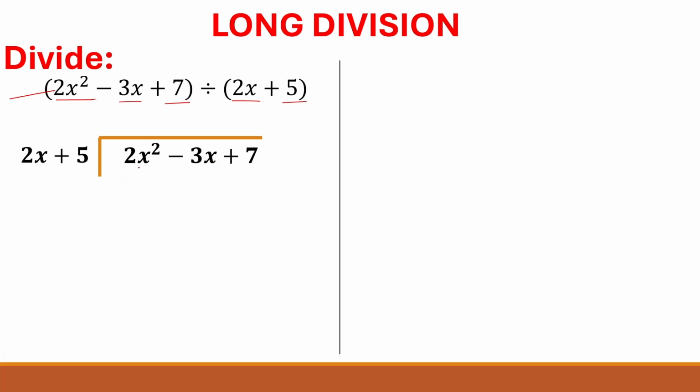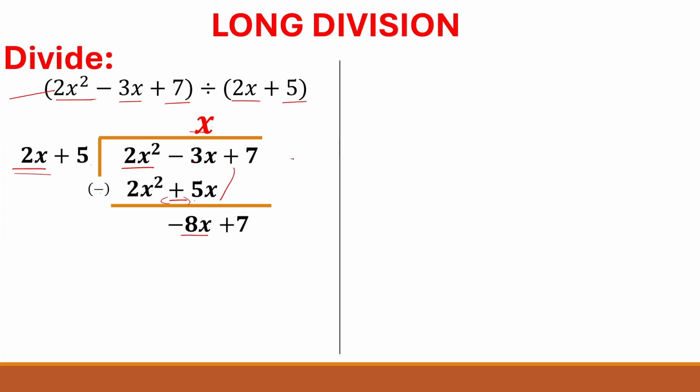So same process, 2x squared divided by 2x, so that is x. X times 2x, so you have 2x squared. X times 5, so you have plus 5x. Then you subtract. Negative 3x minus 5x, so that is negative 8x because it will become subtraction, negative. Then bring down 7 plus 7. Negative 8x divided by 2x, so negative 8 divided by negative 2, so that is positive 4.